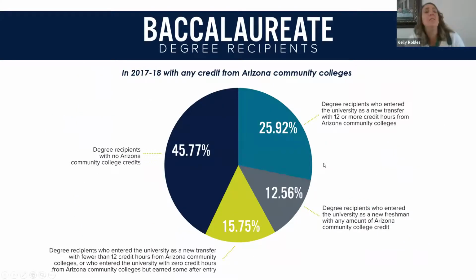Baccalaureate degree recipients. This is another data point that I think is really important when we talk about the work that we do. So this is looking at students who graduated from ASU, NAU, or U of A in 2017-18. You can see that about half, just under half of them, completed a bachelor's degree without credits from an Arizona community college. So if we flip that, we can say conversely, more than half of university baccalaureate degree recipients had some type of credit from an Arizona community college.